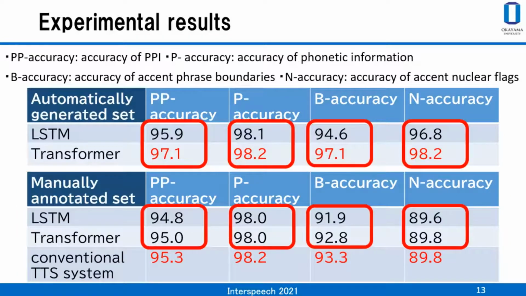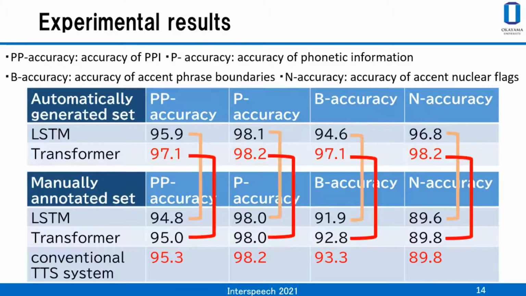In terms of the 2 proposed models, transformer outperformed LSTM in all kinds of accuracies for both the automatically generated set and the manually annotated set. Moreover, for both proposed models, the performance for the automatically generated set is slightly better than that for the manually annotated set. This is quite reasonable, because the NMT models are trained using the automatically generated dataset.